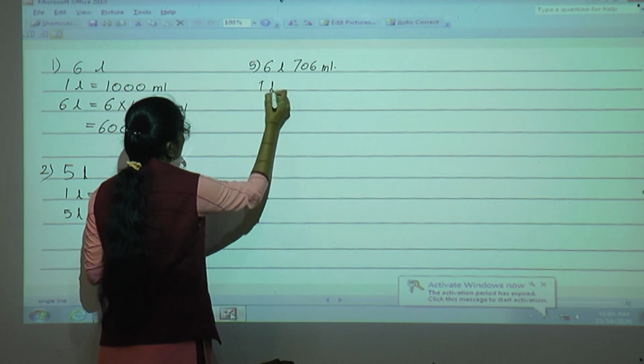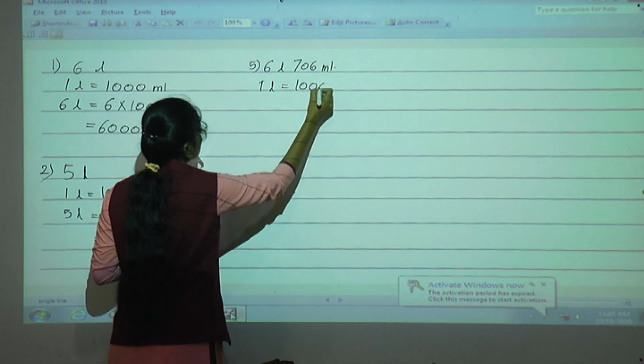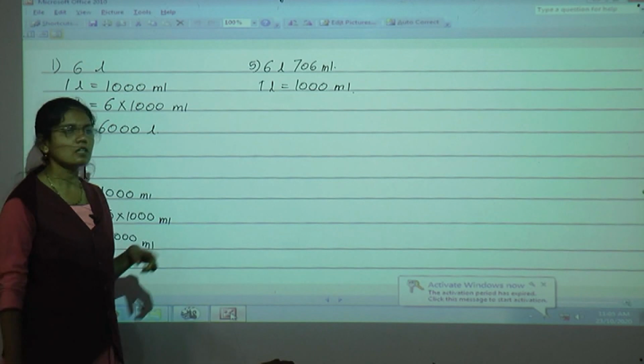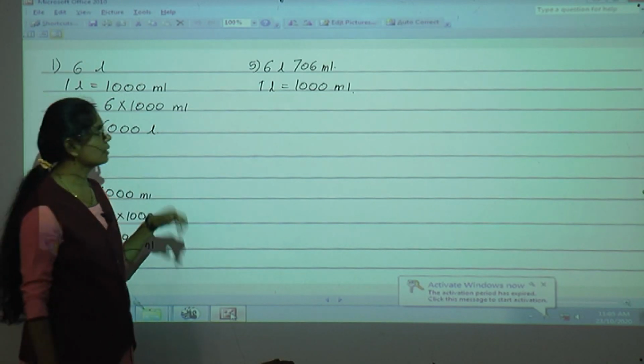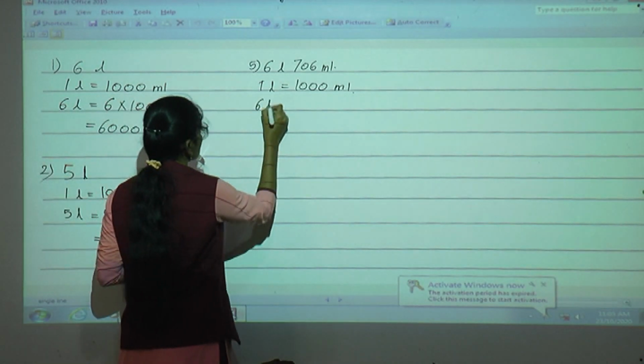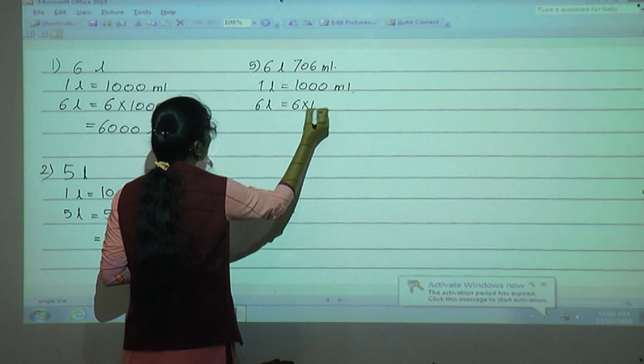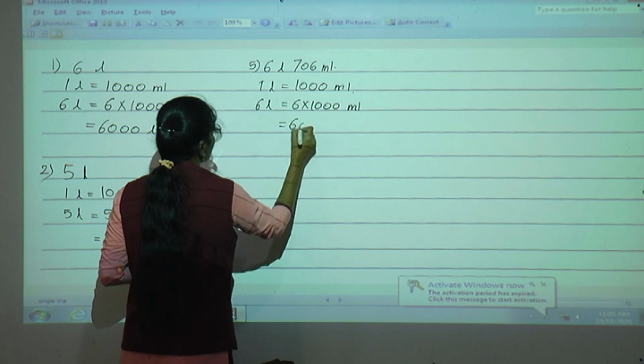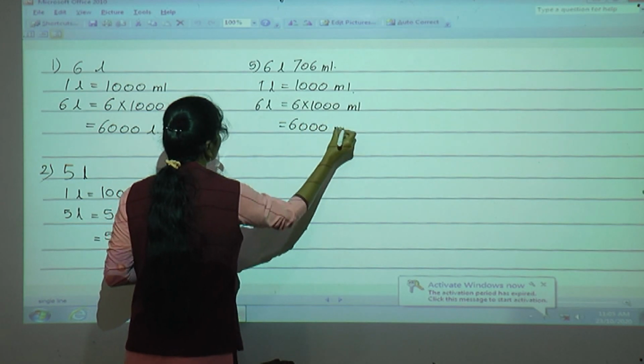1 liter is equal to what? 1000 milliliter. Now here in this example we have 6 liters. So we will convert this 6 liter into milliliter first. So 6 liter is equal to 6 into 1000, that is 6000 milliliter.